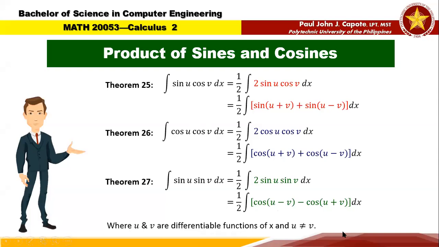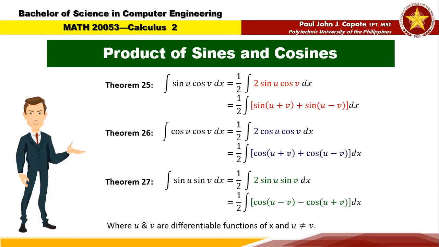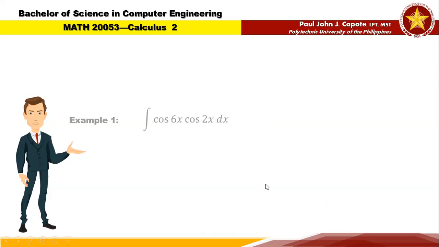Okay? So let us apply this theorem to this example. Example number one. We have the integral of cosine 6x times cosine 2x dx. So what theorem is applicable to this example? That is the theorem involving the product of two cosines. So we have theorem 26. So the product of two cosines is equal to 1/2 times the integral of the sum of cosine u plus v and cosine u minus v. So we have the theorem.